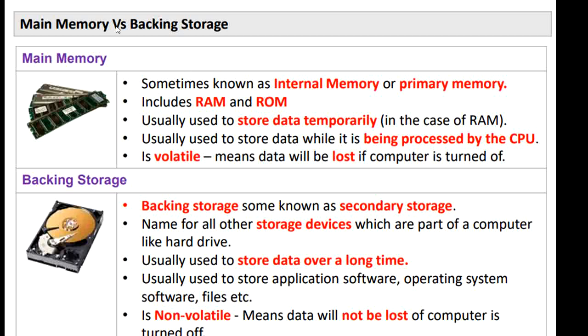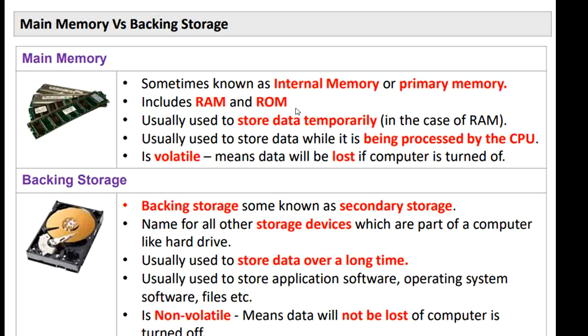So RAM, random access memory, and ROM, read-only memory. The main difference between them: RAM is a temporary memory, ROM is a permanent memory, okay? And remember, we took them in the hardware part. Read-only memory, random access memory, temporary memory or volatile memory. ROM is permanent, non-volatile. ROM is used for starting up your computer.